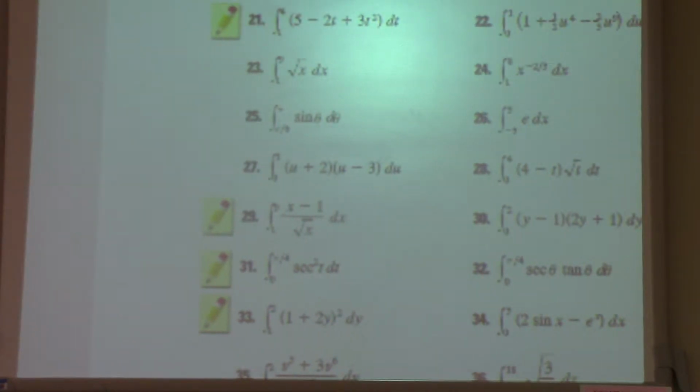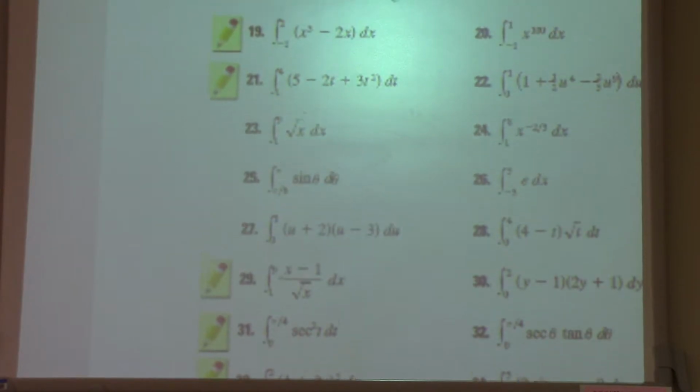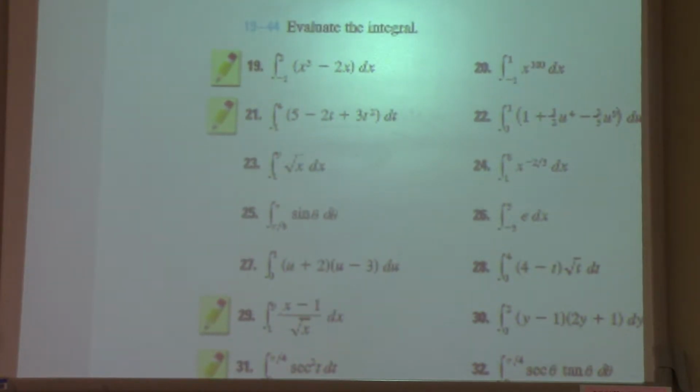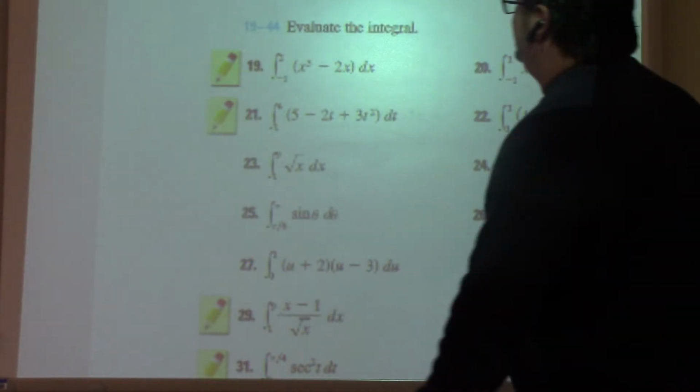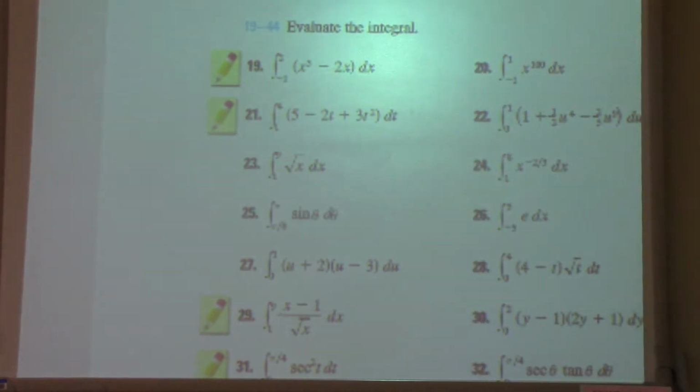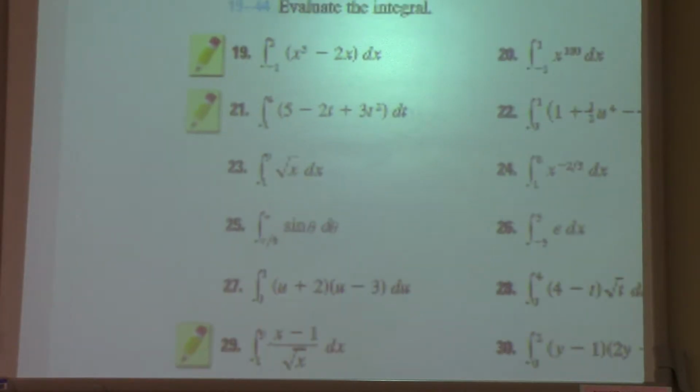Is that an x cubed on 19? Yeah, it's blurry, but I think that's x cubed. Okay. You said 395, right? Yes, page 395.